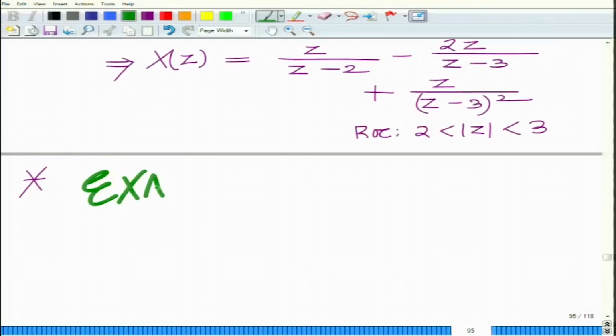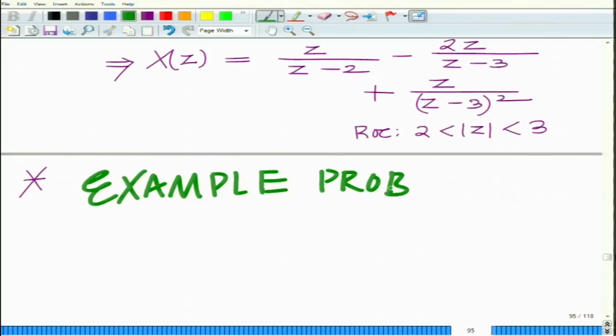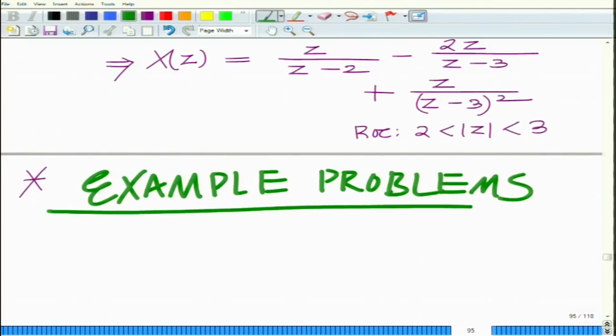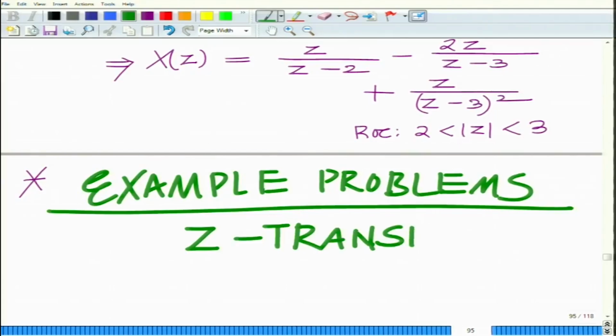So, we are looking at example problems for the Z transform. Let us continue this discussion. We are looking at example problems pertaining to the Z transform and the properties of the Z transform.